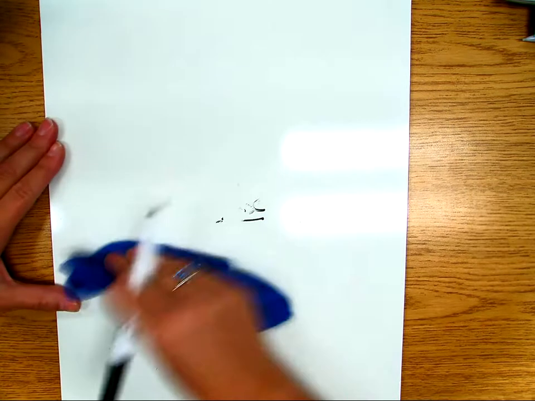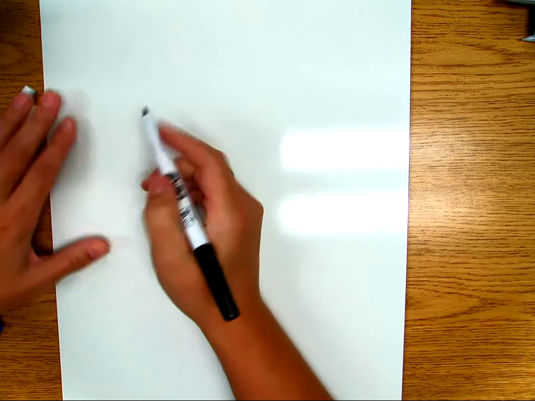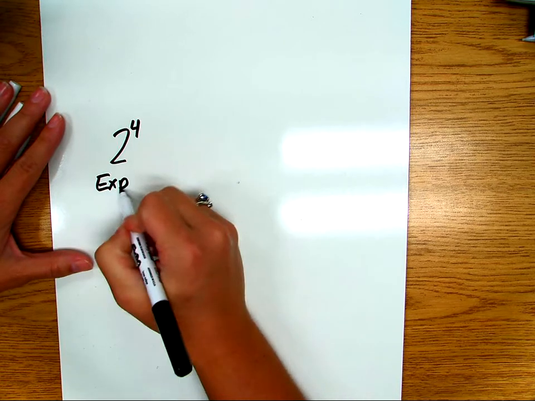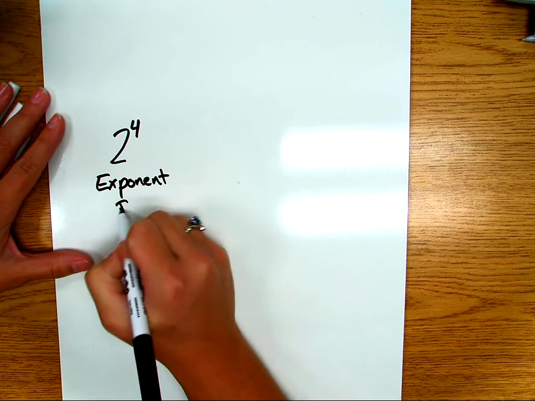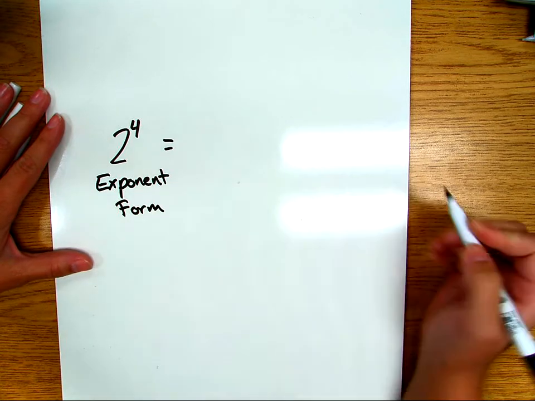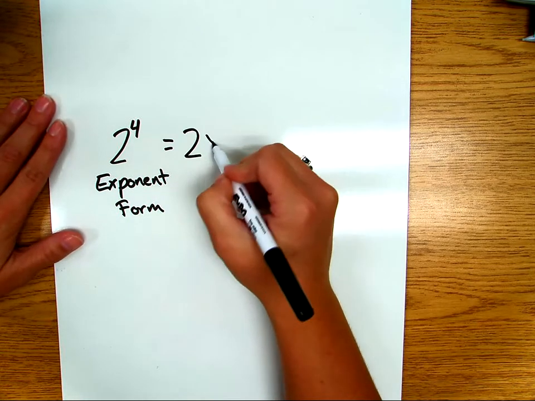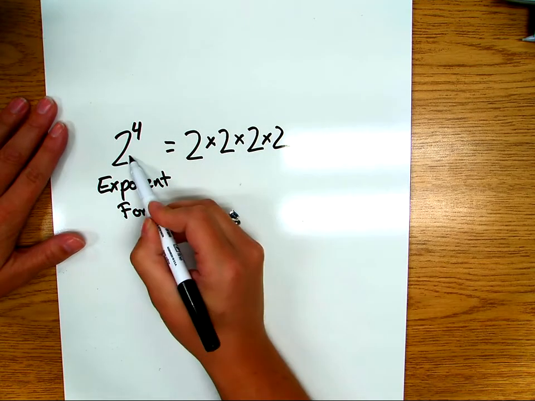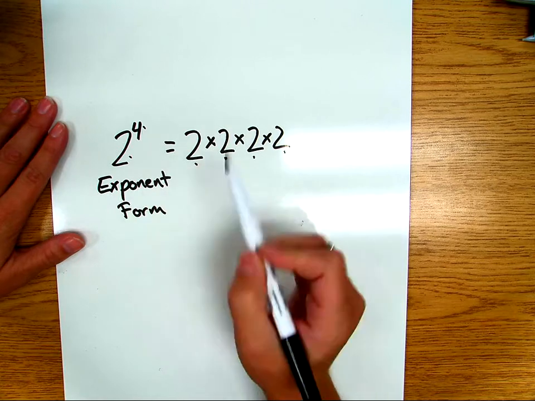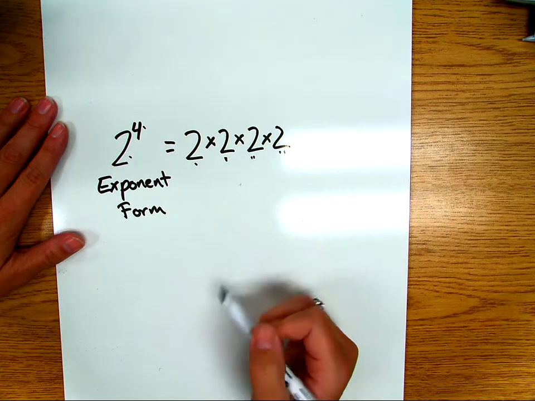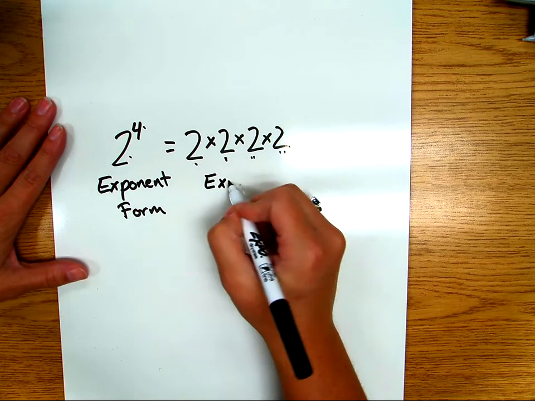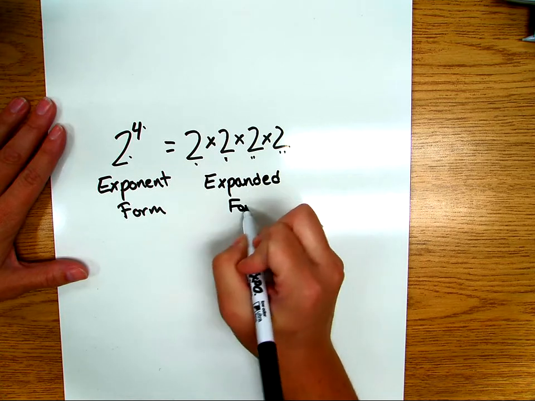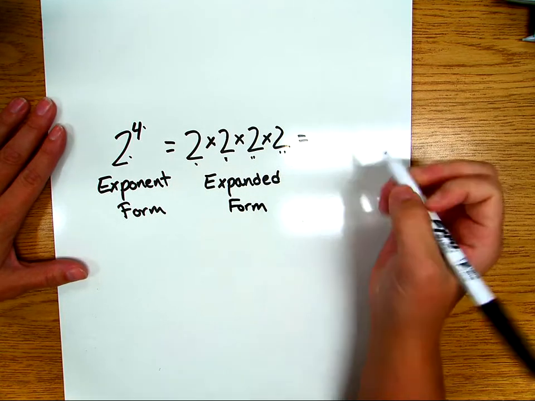Now let's get to our 3 forms. When I give you an exponent like 2 to the fourth power, that is in exponential or exponent form. In order to solve and figure out what this equals, we need to write this out as its repeated multiplication. The base is the number I see, and the top number, the exponent, is how many times I see it. This is our expanded form. You'll hear it referred to as expanded form and as repeated multiplication. They mean the same thing.